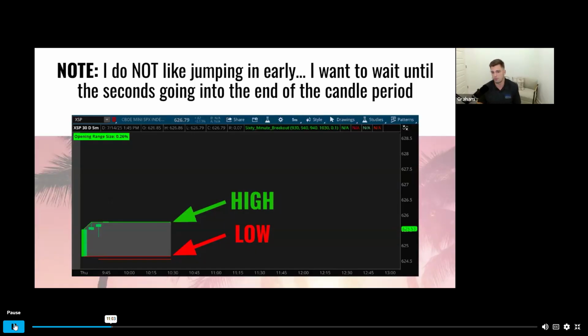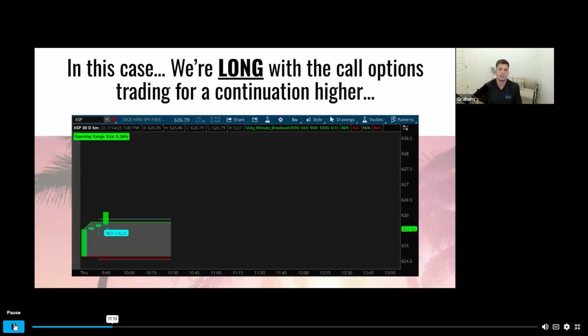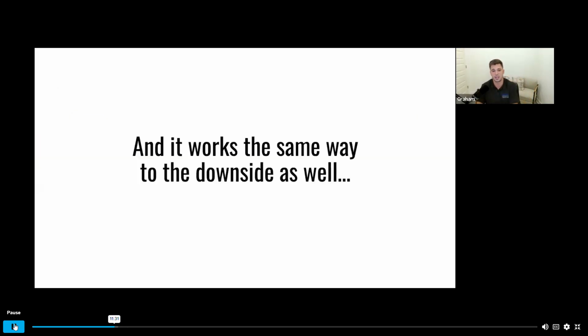Now, again, I don't love jumping in early. I like to wait until right at the last second to enter. So once the S&P closes above or below the range, in this case it's above, we get that entry buying calls. In this case, we're going long with the call options. This is a bullish trade, trading for a continuation higher. And when it all works out, we have a good chance to hit our profit before lunch rolls around, like we did today. Very similar chart today, just add a little drop in here from that news. But other than that, look just like this.